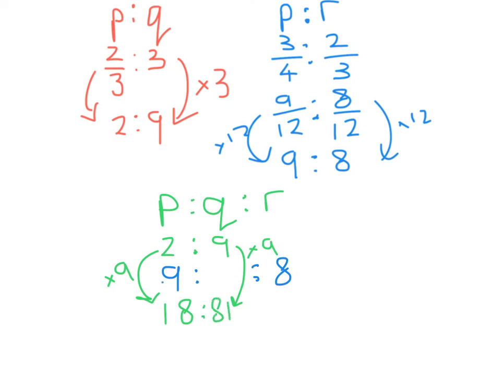But I also need to think, well, how did I get from 9 to 18 for this middle ratio? 9 to 18 I times by 2, so I need to times this side by 2, which is 16. And my final answer is 18 to 81 to 16.